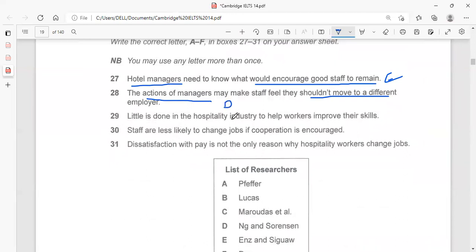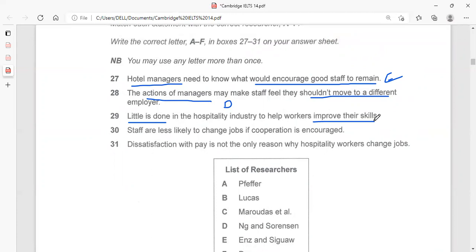Little is done in the hospitality industry to help workers improve their skills. So little is done, which means basically nothing is done to help workers improve their skills. Okay. Mandeep, what should be the answer for this? 29. Actually, I marked it D for the 30th one. No. One researcher can get repeated. I'm asking you about 29.